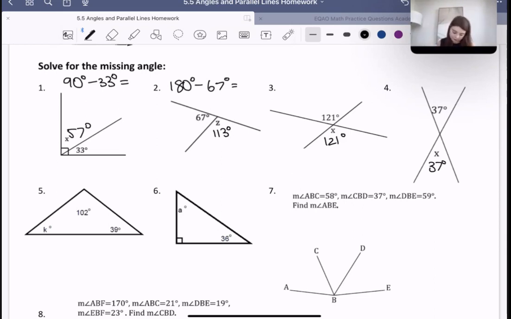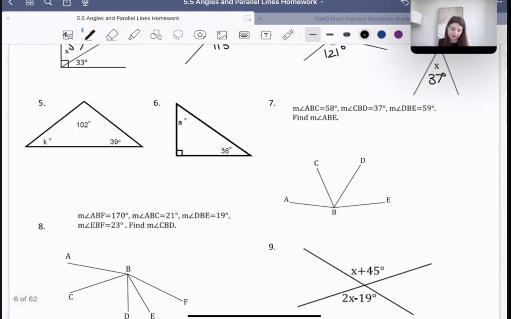So there we go. Then we have number 5. We know that all of these together must add up to 180. So if we do 180 minus 102 minus 39, we can get the value for k degrees. So let's do that. 180 minus 102 minus 39 is equal to 39 as well. So therefore k is also 39. And it turns out this is an isosceles triangle. Okay. Let's do number 6, where we have 180 minus 90, right? Because the right angle is 90 minus 36.